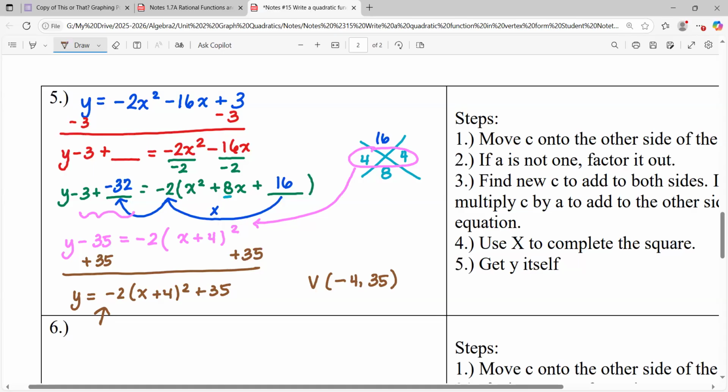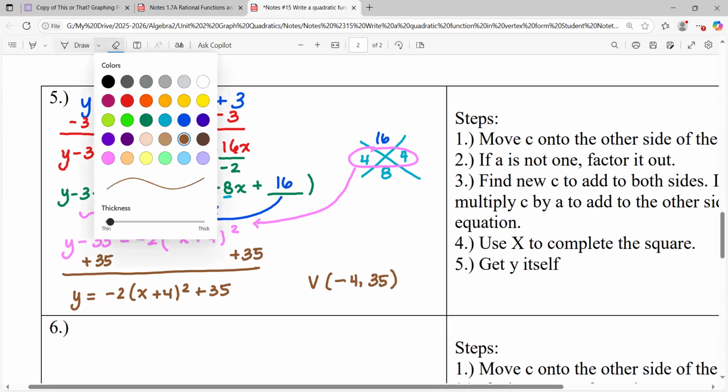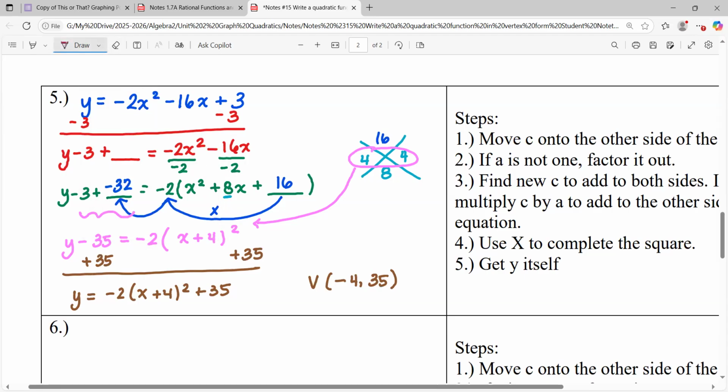If I did like 5, it's going to be a lot skinnier, right? 10 is going to be really skinny. If I had like 1/3, it's going to be what? Fatter, wider, right? Okay. It's vertical compression. All right. You want to try one of these on your own then? Okay. So what do we have? y equals negative 4x squared minus 32x plus 6.